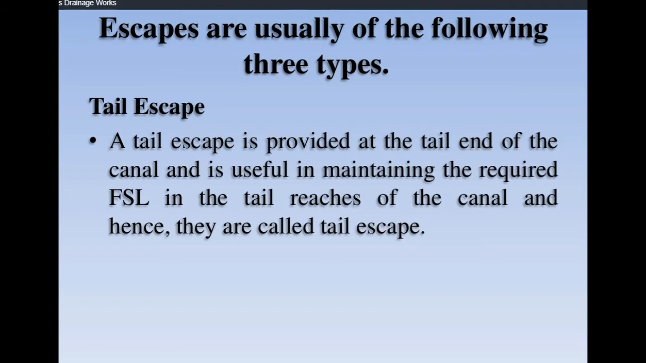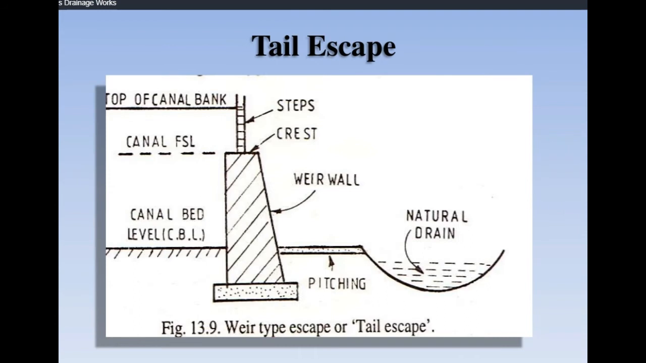The tail escape. A tail escape is provided at the tail end of the canal and it is useful in maintaining the required FSL in the tail reaches of the canal, and hence it is called a tail escape. Now that is the natural drain and that is the weir type escape. It is called tail escape. It is provided at the tail point. So when the supply is over, we are opening the weir wall, and it is overtopped by the canal overflow water, which is connected with the natural drain.